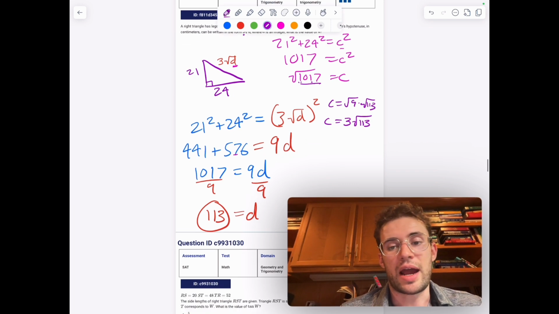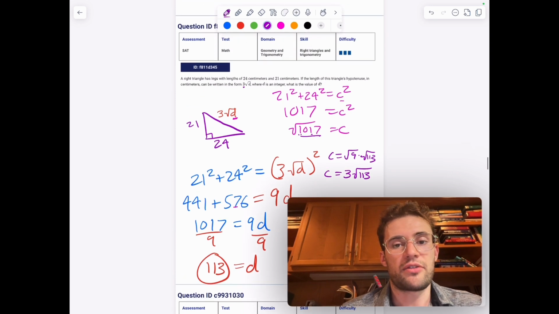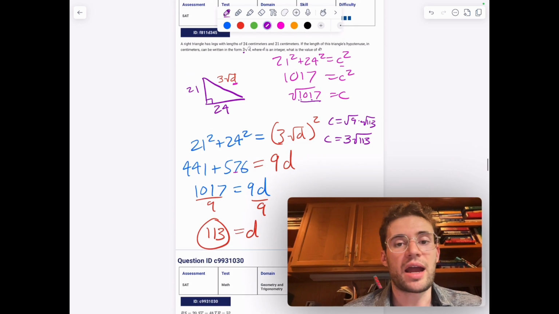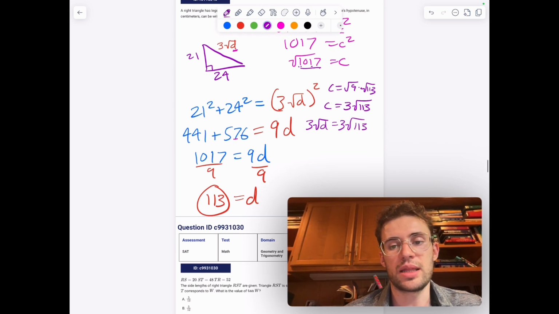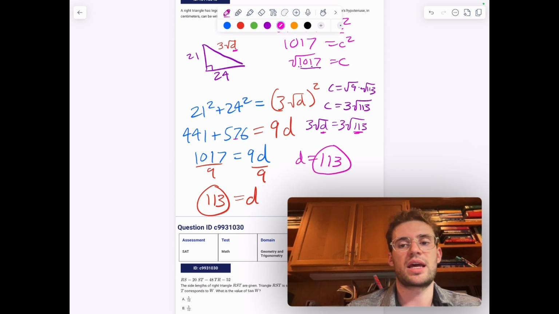And again, they were asking us if C, our hypotenuse, is equal to 3 times the square root of D, what's D? Well, we could just see what's in the place of the D, and it's the 113. So you get that the same way.